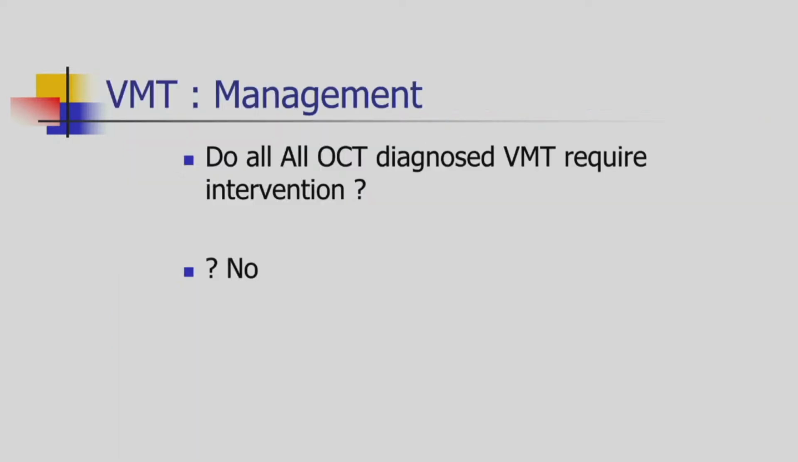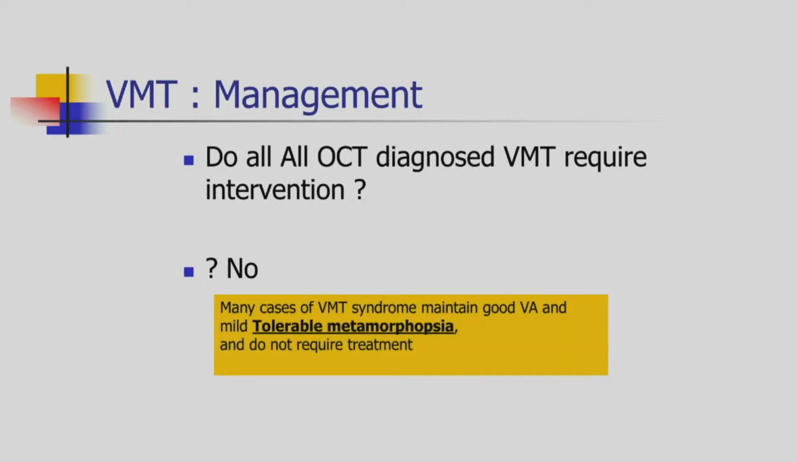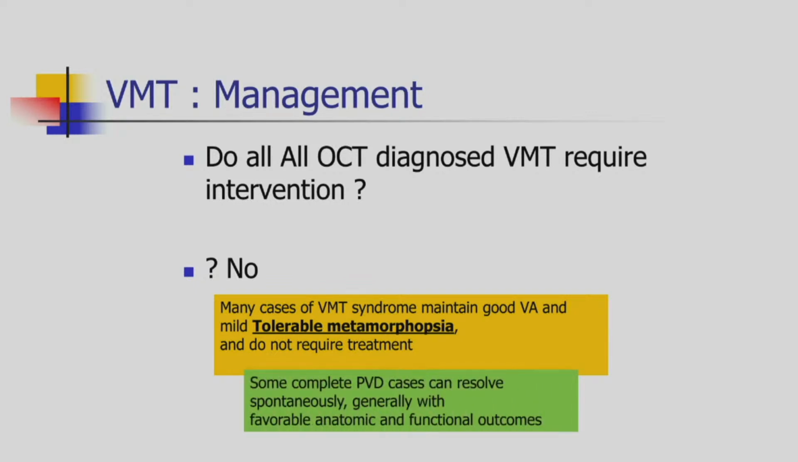The key question comes is, diagnosis becomes easy once you see OCT, but what do you do after you diagnose these things? So all OCT diagnosed VMT does not require treatment. Sometimes it may be an incidental finding also. And a lot of these patients may complain of occasional metamorphopsia, tolerable metamorphopsia. Patient will say, Doctor, kabhi kabhi hota hai, occasionally it happens, but it does not hamper their day-to-day lifestyle. And therefore, this does not require any treatment. Sometimes, if patient is lucky, you are lucky, this may detach completely and you may have complete PVD.